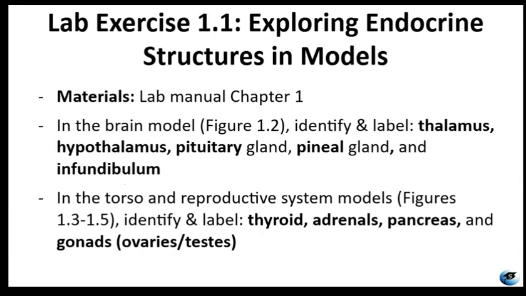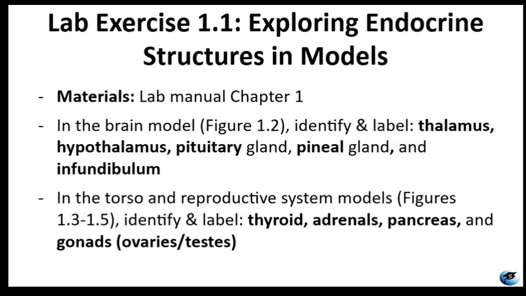And then once you have done all of the pre-lab stuff, this is lab exercise 1.1. In this one, you're going to explore the key endocrine structures using anatomical models to familiarize yourself with their locations and relationships. So if you have models or access to models, you can do that. But I have provided images. So what you'll do is use chapter 1 of the lab manual as your guide. You're going to start with the brain model shown in figure 1.2 in the lab manual.